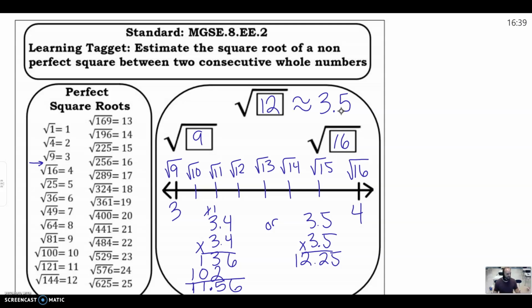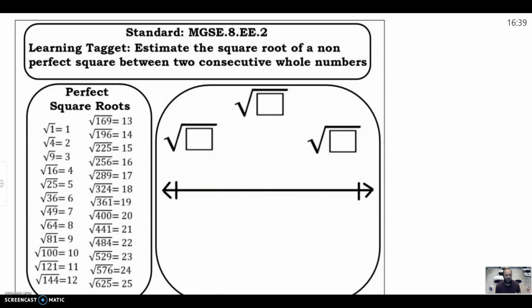Hey, let's go ahead and take a look at another example because I know some of you will probably need that. So let's take a look at an example maybe that's a little bit further. Let's do the square root of 27. So we'll take a look at the square root of 27 now. Same thing, I'm going to identify the perfect square that comes before and the perfect square that comes after.